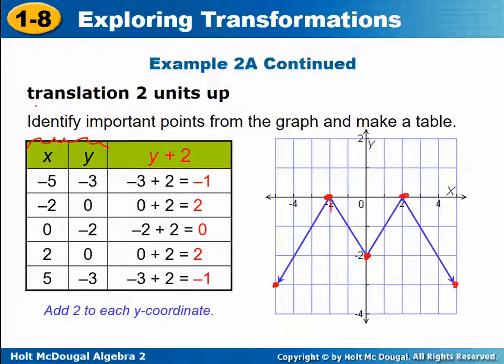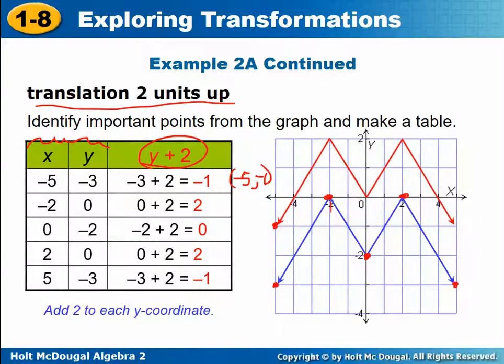Then they wanted us to translate 2 units up, and the rule is that we would add 2 to each of the y-coordinates. Our x-coordinates are not going to change because it's a translation only 2 units up. We're not going left or right. So our new coordinates are going to be -5,-1. That's going to be our first new coordinate, -5,-1. And we'll do that to each of our points. We'll move each of them up 2 units.